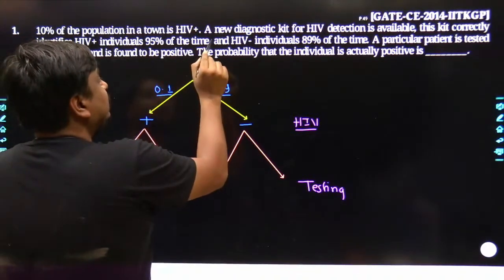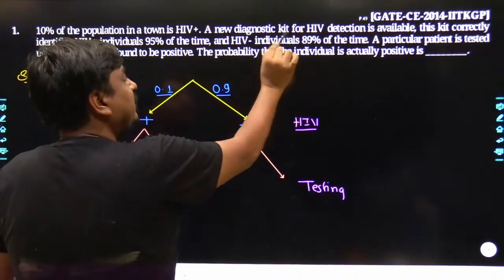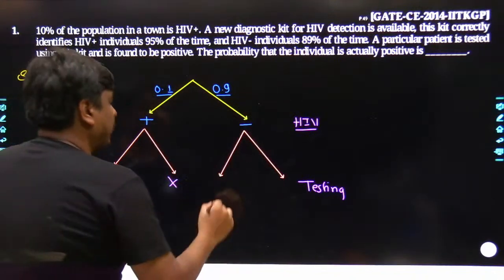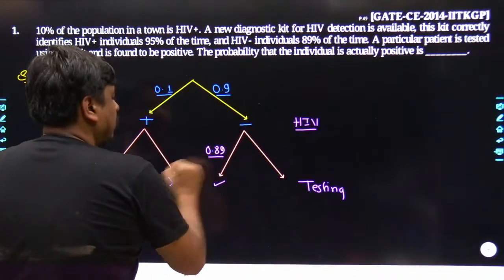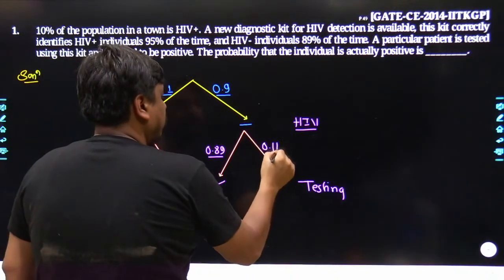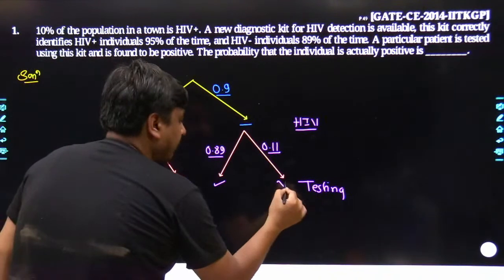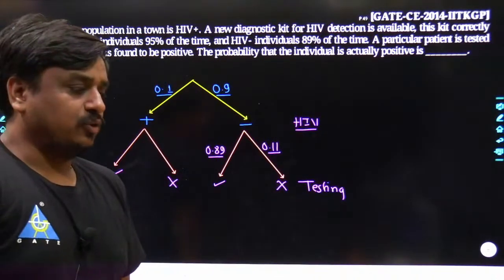Now, as far as the person is found to be HIV negative, what is the probability that it would be detected correctly? That is 89%. So here it becomes 0.89. So the remaining 0.11 would be the possibility that he would be detected falsely.